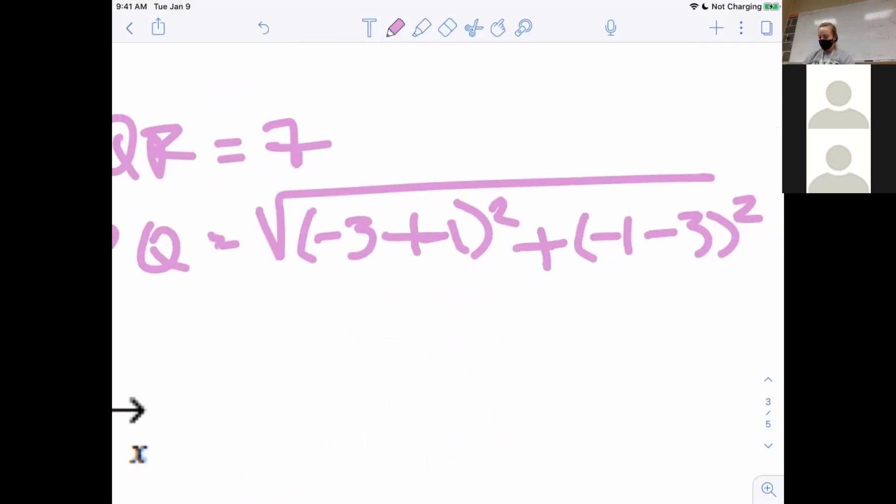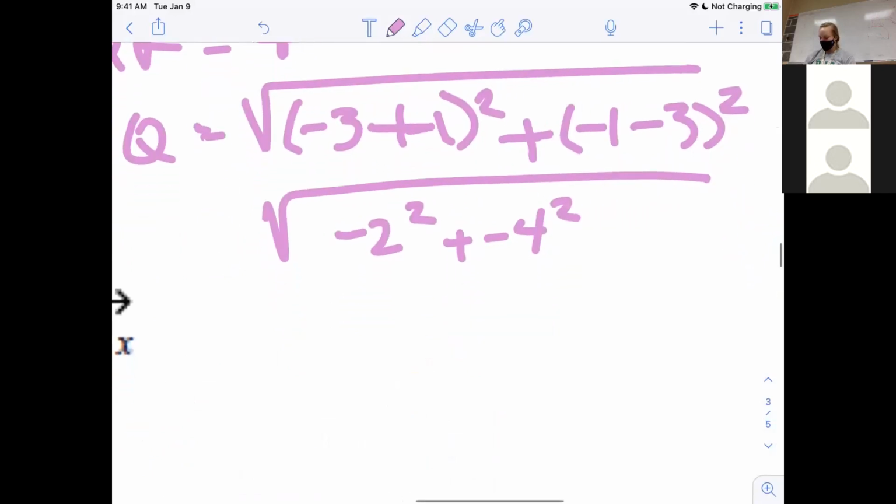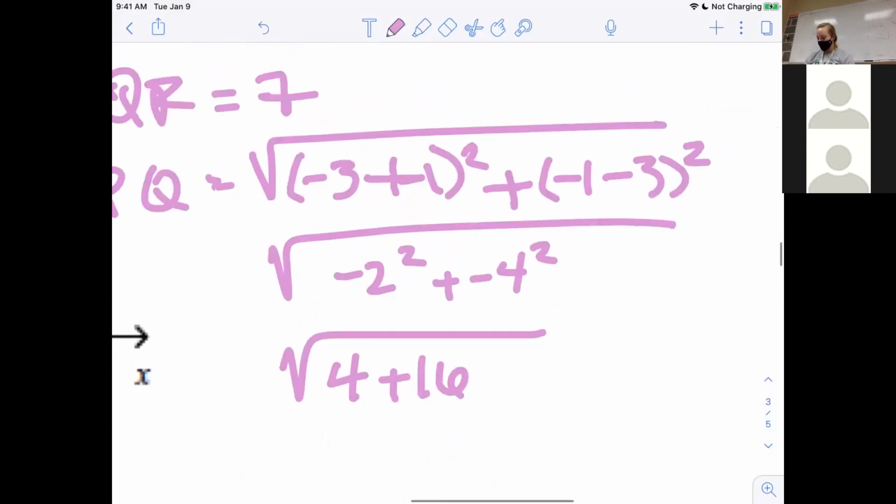Minus a negative becomes plus a positive. Negative 3 plus 1 is negative 2 squared. Negative 1 minus 3 is negative 4 squared. Negative 2 squared is 4. Negative 4 squared is 16. And then 4 plus 16 is 20.